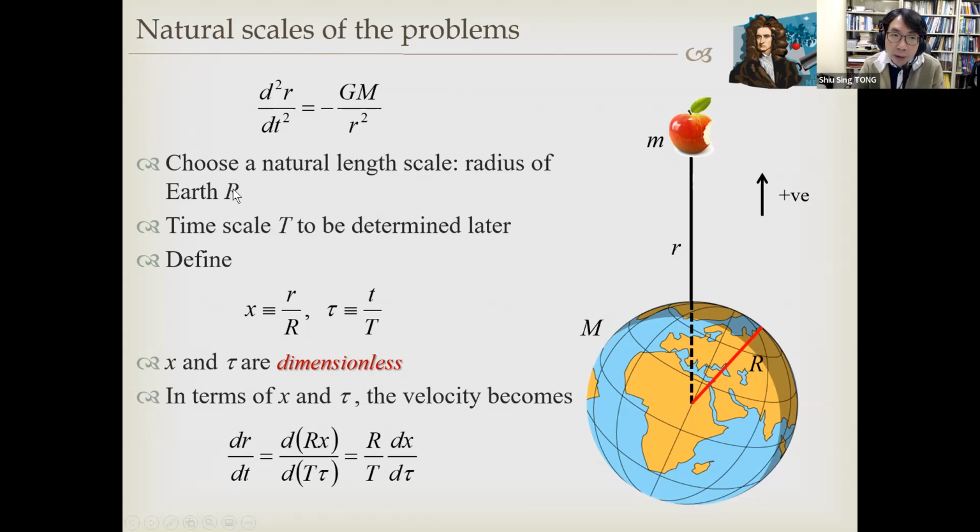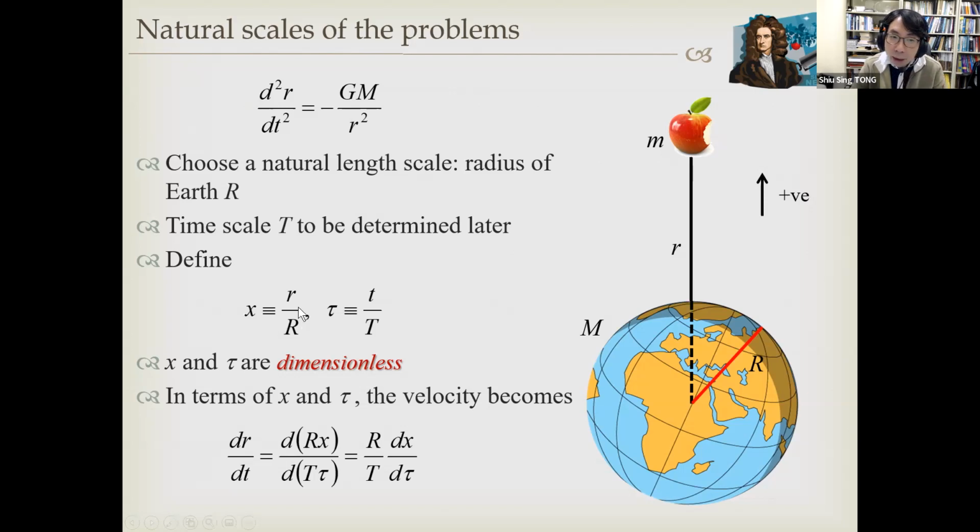Now, after we define the length scale and the time scale, we define the dimensionless quantity. The dimensionless displaced position of the apple is defined as x equal to the small r, the actual distance, divided by the big R. So x reflects the distance of the apple from the Earth. But now, x takes on a very special unit. It measures the distance with reference to the radius of the Earth.